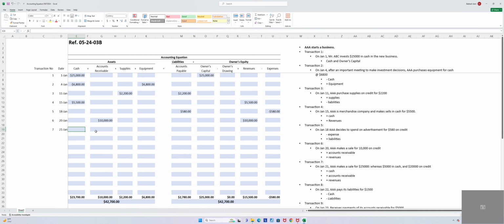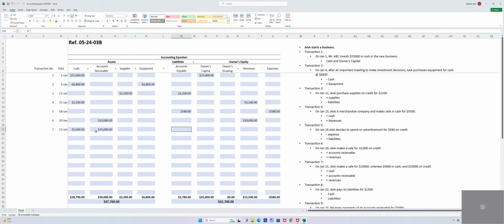AAA makes a sale for $25,000, whereas $5,000 is in cash and $20,000 on credit. Okay, so basically we make a sale, but $5,000 is in cash. So we put it in cash, our cash increased, and then $20,000 is accounts receivable. That means we sold it and we expect to get paid in the future. So we put $20,000 under accounts receivable.